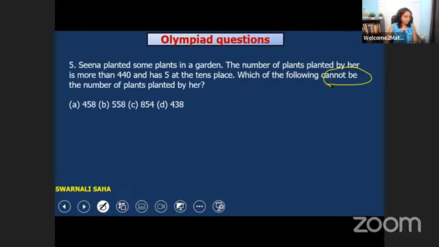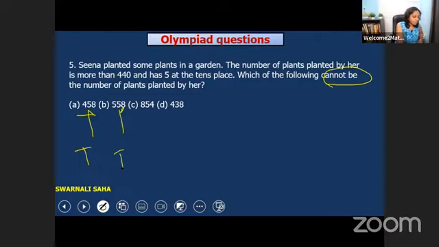Wow, already I got many answers. Okay, so let's see the answer. You see, our question is, she planted some plants in the garden. The number of plants planted by her is more than 440 and has 5 at tens place. So our first option, 458, is more than 440 and 5 is at tens place. So it can't be our answer. Now let's see the next one, 558, and it's also greater than 440. And here 5 is also at tens place. So it can't be our answer.